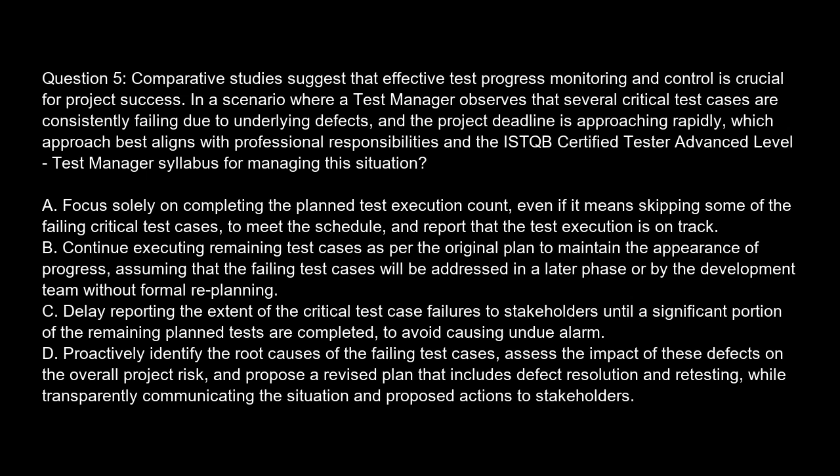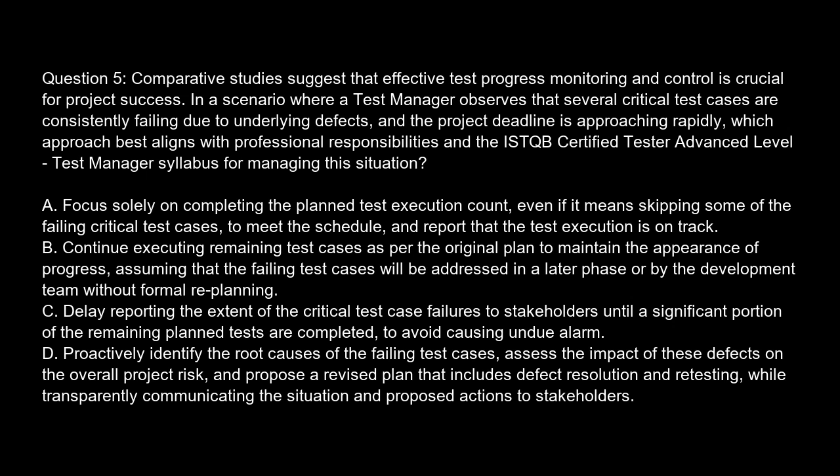Option A. Focus solely on completing the planned test execution count, even if it means skipping some of the failing critical test cases to meet the schedule, and report that the test execution is on track. Option B. Continue executing remaining test cases as per the original plan to maintain the appearance of progress, assuming that the failing test cases will be addressed in a later phase or by the development team without formal replanning. Option C. Delay reporting the extent of the critical test case failures to stakeholders until a significant portion of the remaining planned tests are completed to avoid causing undue alarm.